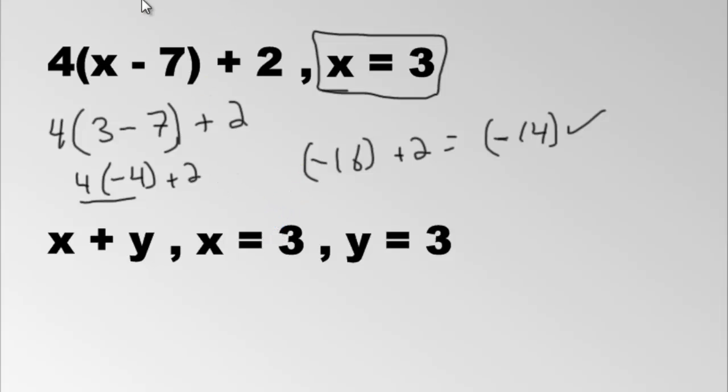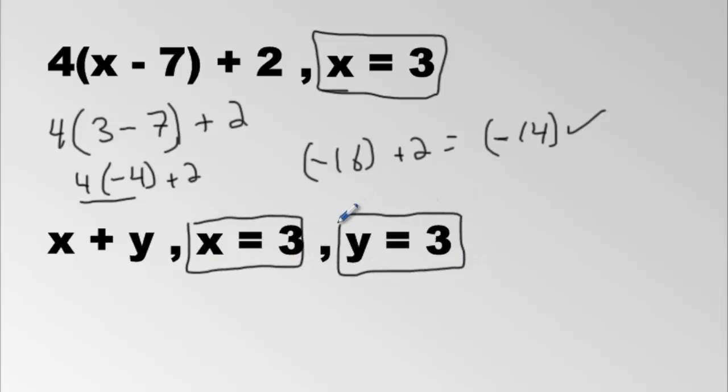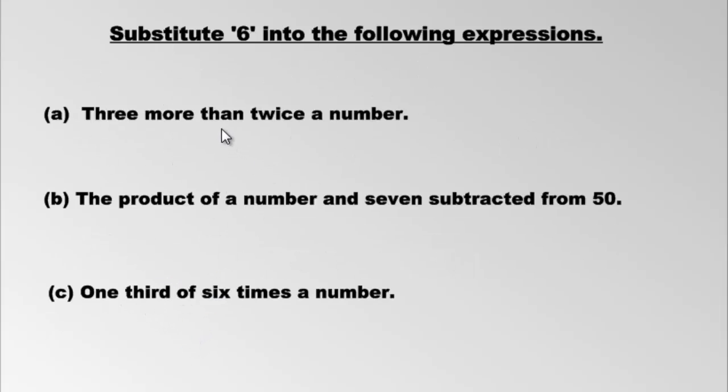Now here it's a slightly different one. We are substituting two things. We're substituting x equals 3 and y equals 3 because we have two different variables. We call these letters variables. We have two variables. x is 3, so we'll put 3 in. y is also 3. They are both 3. And that makes 6. We have to turn these into expressions and then substitute the number 6.